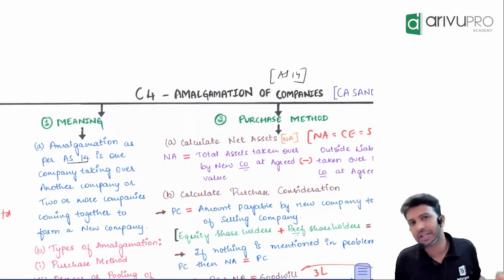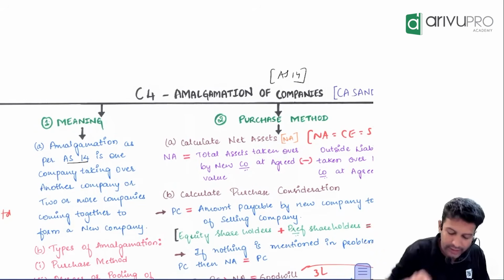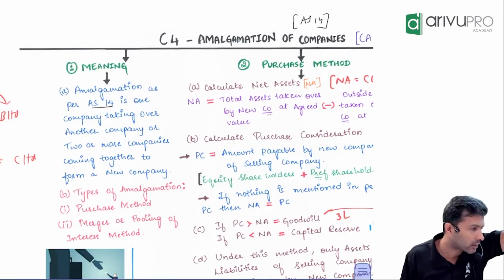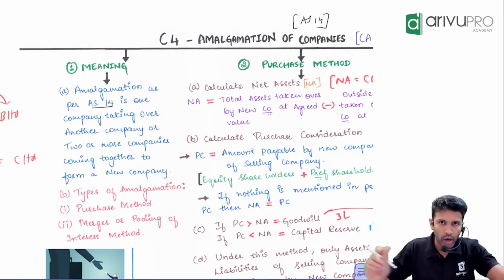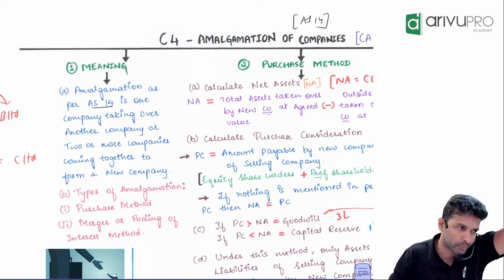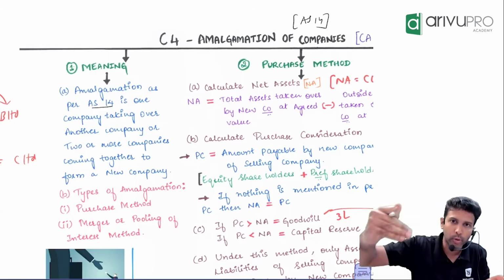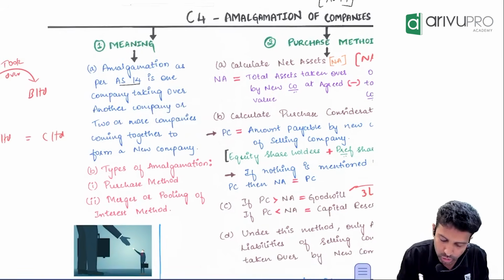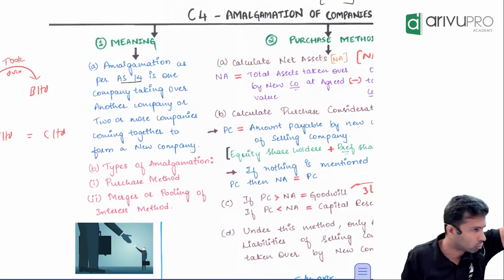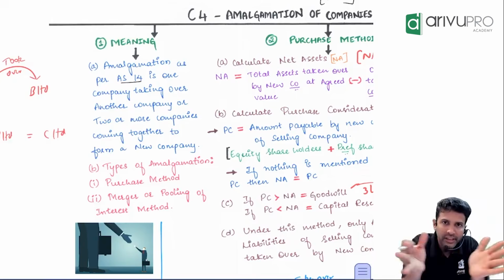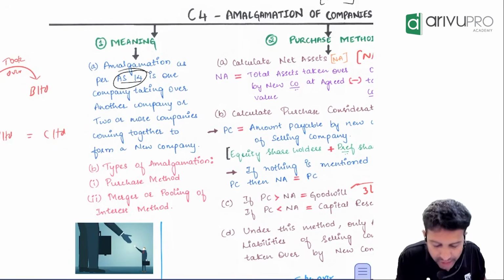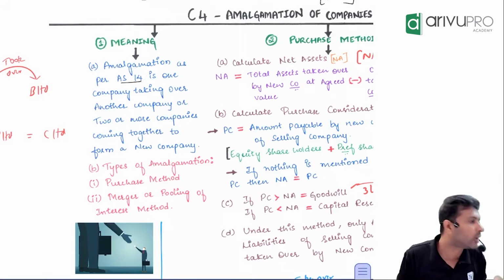So amalgamation simply means one company taking over another company. ArivuPro, let's say, purchasing another academy. That is also amalgamation. Or let's say ArivuPro and another academy came together and they formed a new company. If two companies come together and open a new company, that is also amalgamation. One company purchasing another company is also amalgamation. Two or three companies merging is also amalgamation. Both are covered by the same standard called AS 14, meaning the accounting part of it.